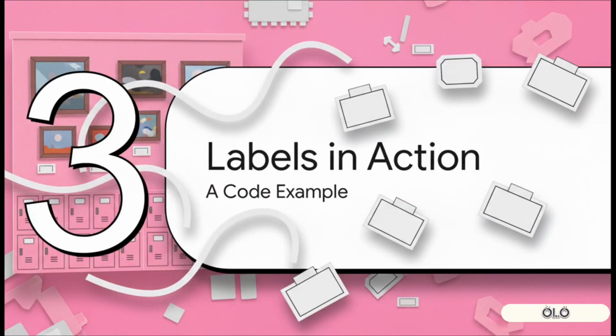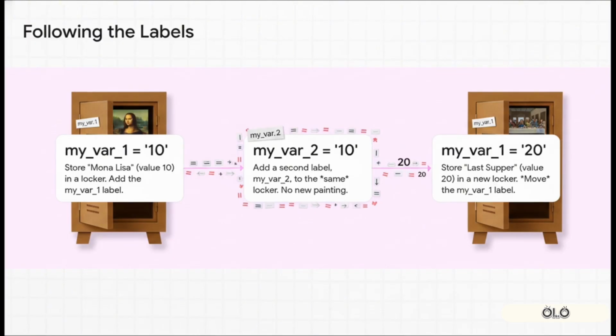Okay, theory's cool, but let's actually see this work. We've got our museum, we've got our priceless art, we've got our lockers and our sticky labels. Let's watch how they all come together with some real code. All right, follow me on this. Step 1, we say myvar1 equals 10. The computer puts our Mona Lisa painting into a locker and slaps the myvar1 label on it. Easy. Now, step 2, we make a new variable, myvar2, and also set it to 10. Does the computer paint a second Mona Lisa? Of course not. It just walks over to the same locker and adds a second label, myvar2, right next to the first one.